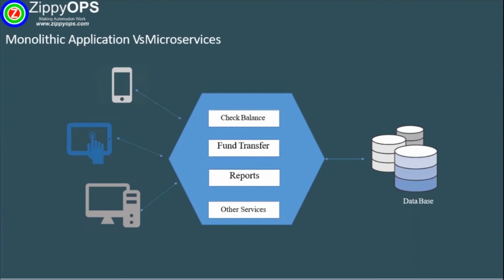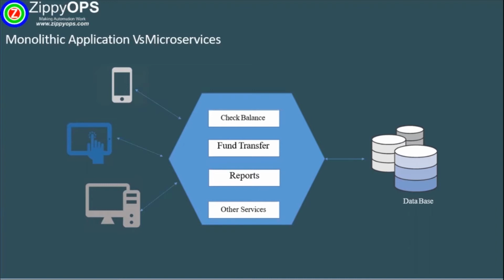Okay, and another problem with this monolithic application is, imagine I have made some changes to the fund transfer application where I have implemented the IMPS. While deploying, some bug has come in. Because of that, it tends to bring down the complete application. Okay, when there is an issue in the code, it is going to bring down the complete application instead of just that particular functionality.